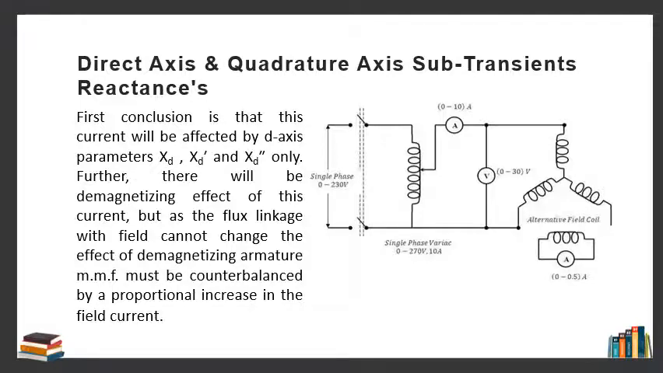Further, there will be a demagnetizing effect of this current, but as the flux linkage with the field cannot change, the effect of the demagnetizing armature MMF must be counterbalanced by a proportional increase in the field current. This is the diagram for the experimental setup for determining Xd double dash and Xq double dash.